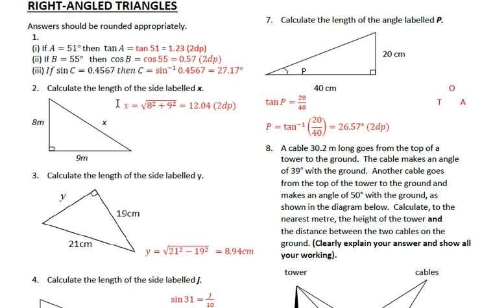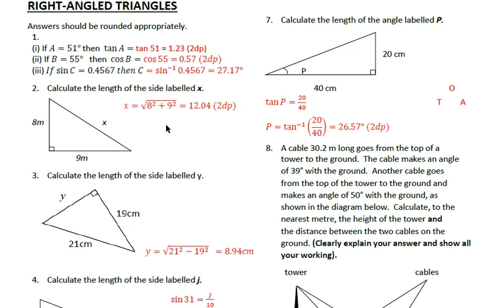Alright, next bit over here, the length of a side labelled X. If you're looking at a triangle where there are no angles given or no letters in the middle of a triangle, you need to use Pythagoras. So when you're using Pythagoras, we just have a big square root over the other two numbers that are given, and you square those two numbers. So we've got square root of 8 squared plus 9 squared.